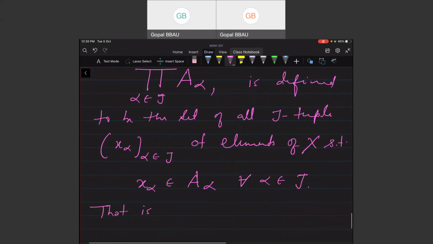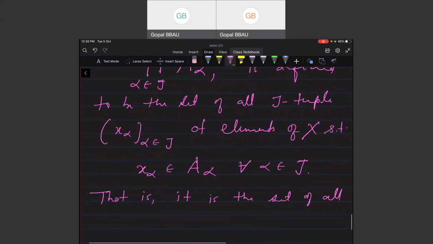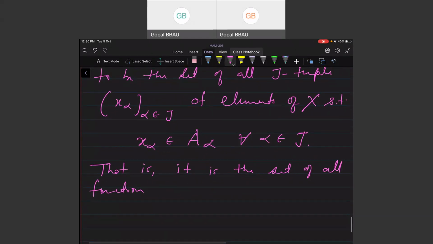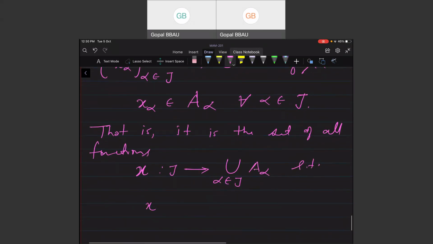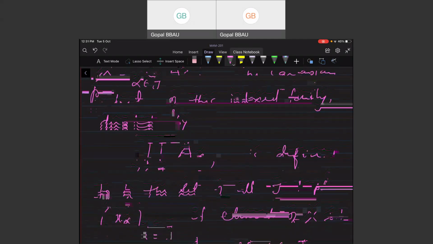That is, it is the set of all functions from J to X, where X is the union of the A alpha, such that x alpha belongs to A alpha for all alpha in J. So this is an easy thing, just to sharpen your memory. You all know these things.